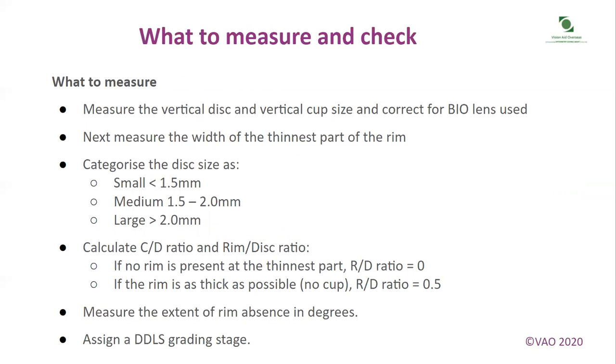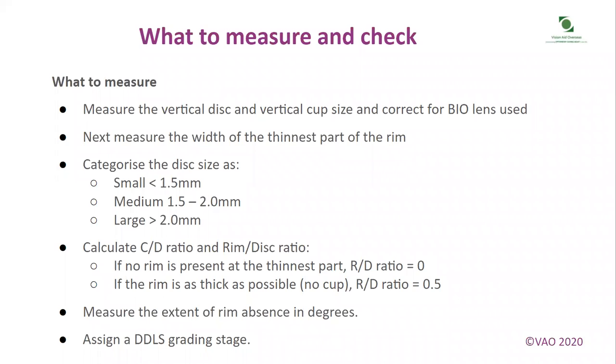So what to measure and check? Measure the vertical disc and the vertical cup size and correct it for your BIO lens that you've been using. Next, measure the width of the thinnest part of the rim and categorize the disc size as small, less than 1.5 millimeters, medium, 1.5 to 2, or large, greater than 2 millimeters. Calculate your CD ratio and your rim to disc ratio.